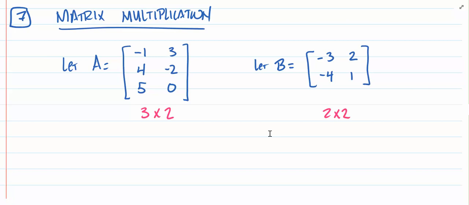Either we can do A times B or B times A. Let's just assume that one of those is true because it's probably the case that at least one of them can work. My question to you: if I have a 3 by 2 order matrix A and a 2 by 2 order matrix B, then when I multiply them, what would you expect to get?